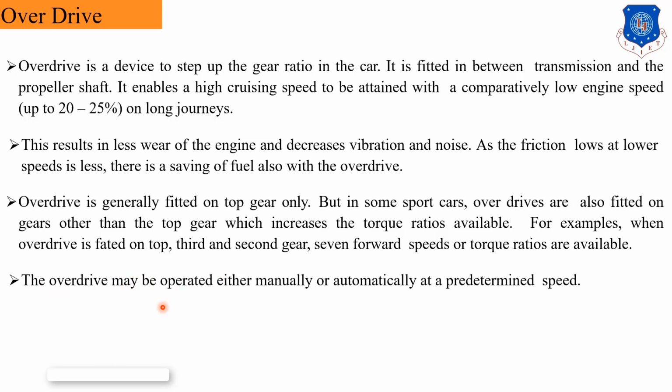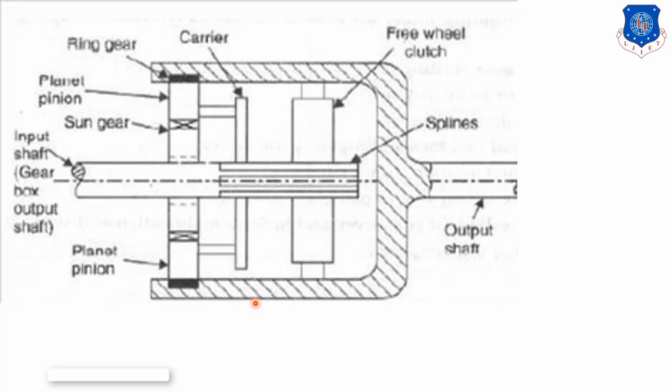The overdrive may be operated either manually or automatically at a predetermined speed. One should know that the main meaning of overdrive is that the output speed increases and is more than the engine speed. That is overdrive. The gear ratio is less than 1 in that meshing of gears. This is the diagram of the overdrive system.